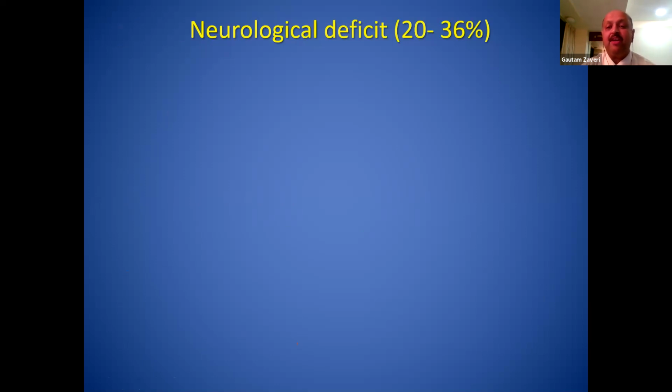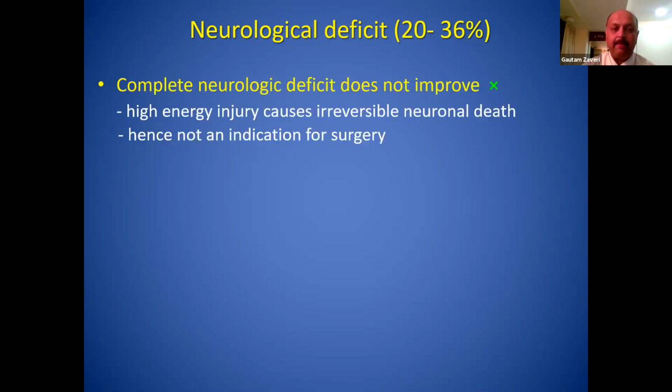Neurologic deficit. About 20 to 36% of all patients with thoracolumbar fractures will present with some kind of neurologic deficit. Type C injuries have far more chances of developing a neurologic deficit than does type B compared to type A. A complete neurologic deficit does not improve. If at the end of spinal shock, the patient has a complete neurologic deficit, the chances that this patient will improve neurologically is almost close to zero. This is because this is a high energy injury which has resulted in irreversible neuronal death, and therefore complete neurologic deficit by itself is not an indication for surgery.